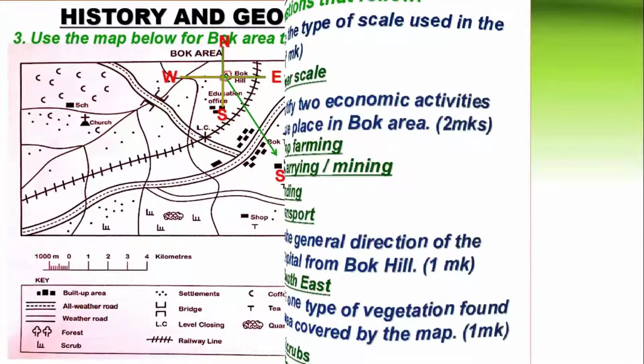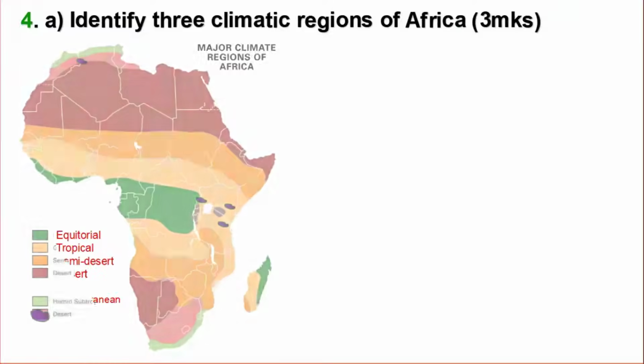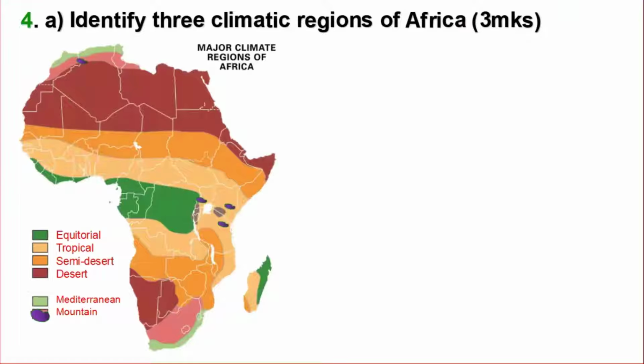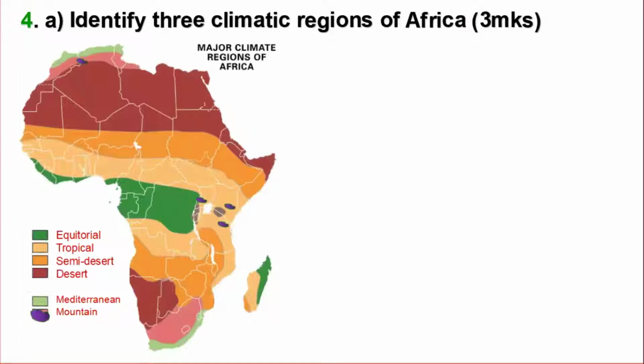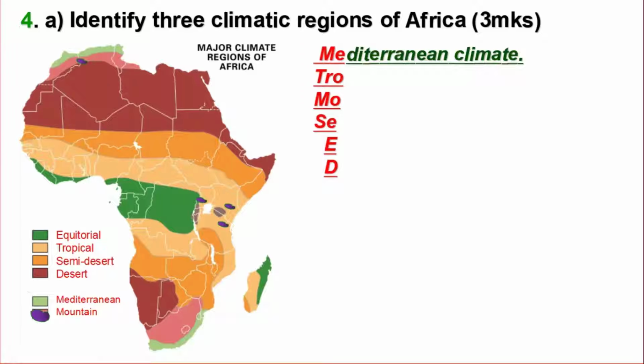Thank you. We want to move to next question. Identify 3 climatic regions of Africa. So Africa has different climate zones. So for example, you can just say Metromocid. Me for Mediterranean climate. You can see it, it appears at the peaks of Africa. That is northern and southern.